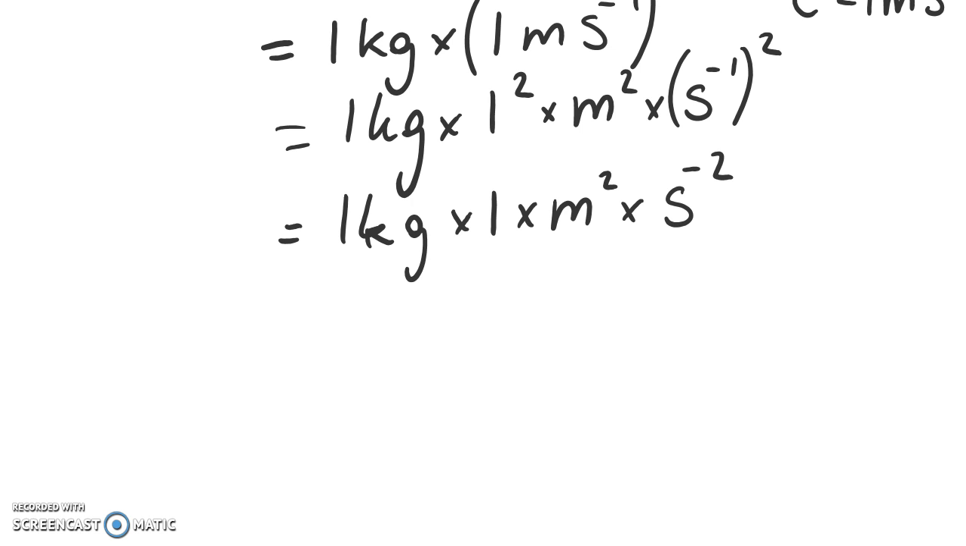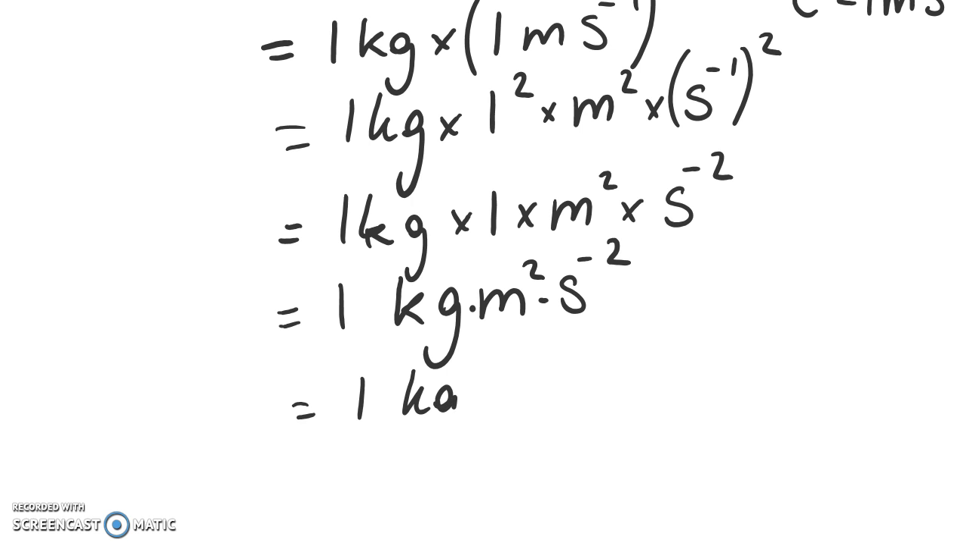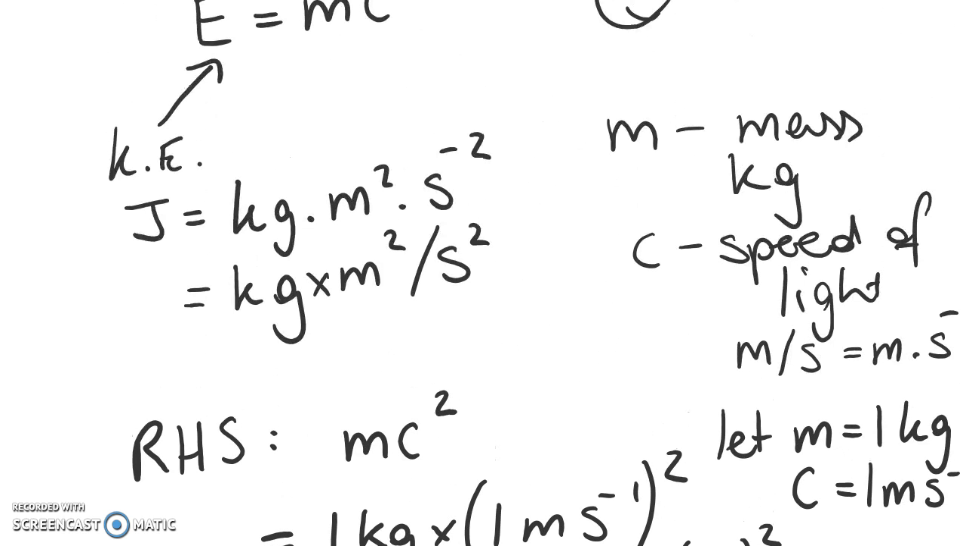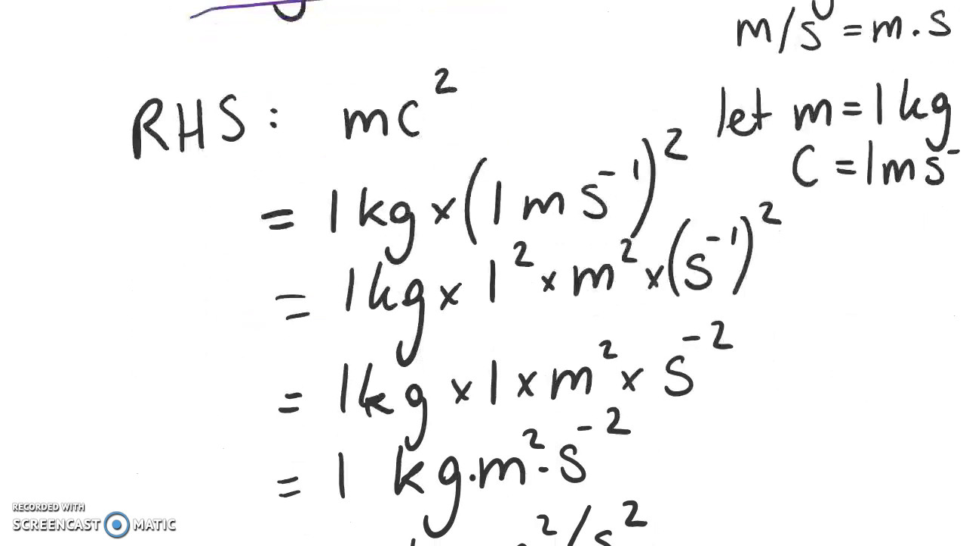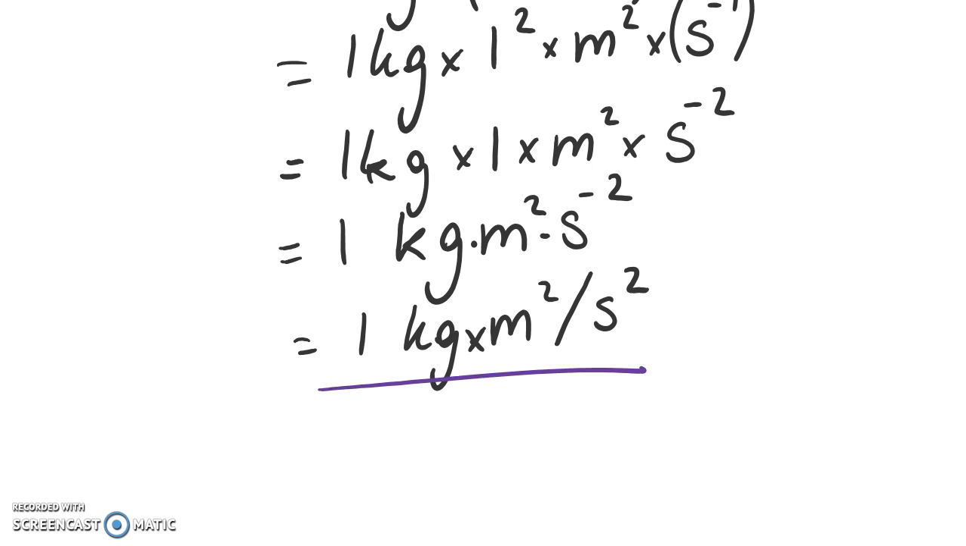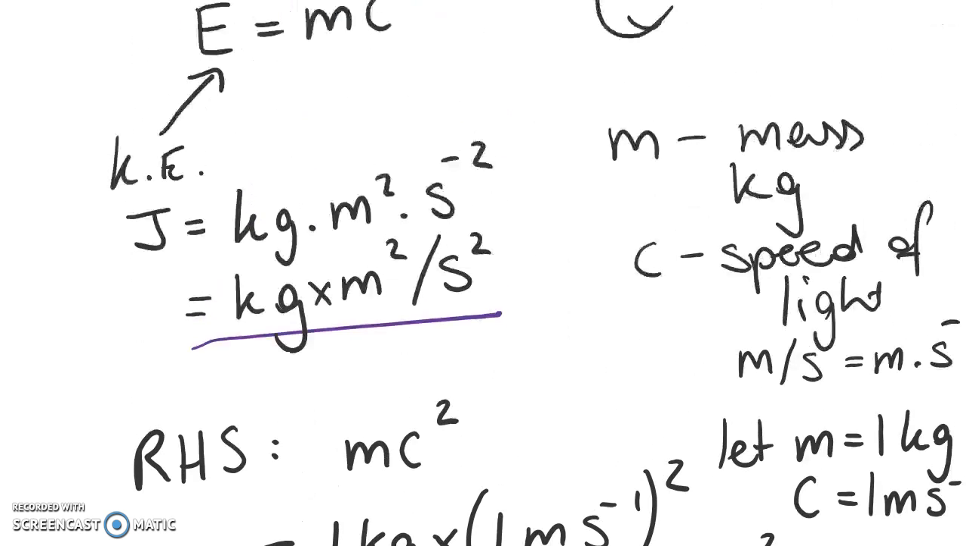Okay, we can look at just the numbers here. We've got a 1 and a 1. 1 times 1 is just 1. Now let's look at the units. We've got kilograms meters squared per second squared. So that's like having 1 kilogram times meters squared divided by seconds squared. And that comes out to exactly what we had for the left-hand side. So because our left-hand side units are equal to our right-hand side units, we're all good. We can say this equation makes sense.